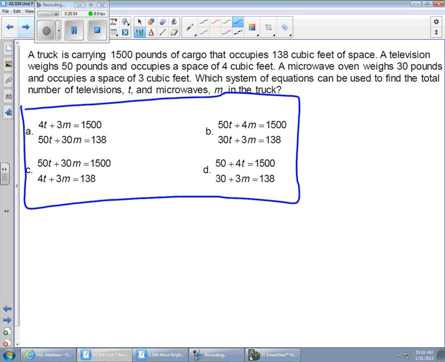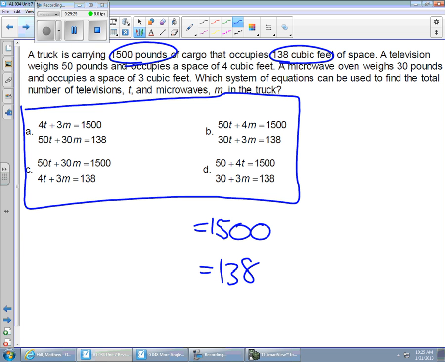A truck is carrying 1,500 pounds. What do you think 1,500 pounds is? Sounds like a total to me, doesn't it? Something got added up. When they take all the stuff and combine it, they ended up with a total of 1,500. So there's a total. Now I'm going to try to figure out what actually equals that. The cargo occupies 138 cubic feet of space. Well, again, that's a total. Something is going to equal the total amount of space, 138. So let's see what we have.